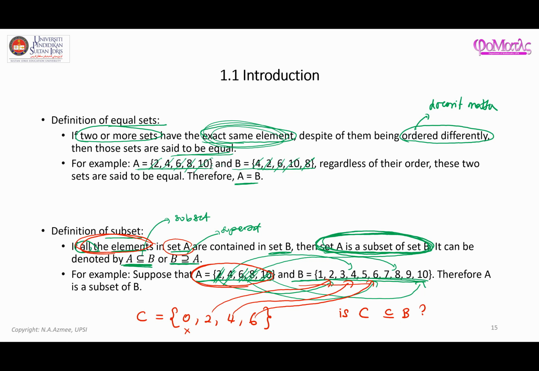So remember, whenever we want to say something is a subset of something else, all of the elements in that set have to be contained in the other set, yeah? So in this case, is C a subset of B? The answer here is no, because 0 here is an element that is not given in set B.